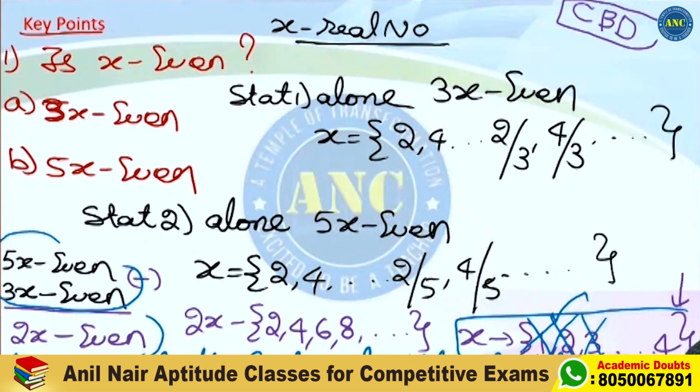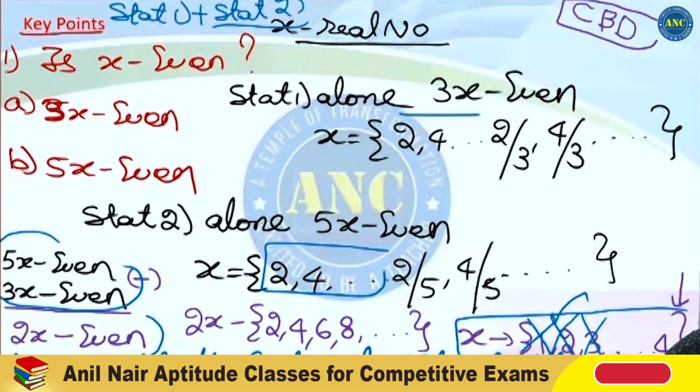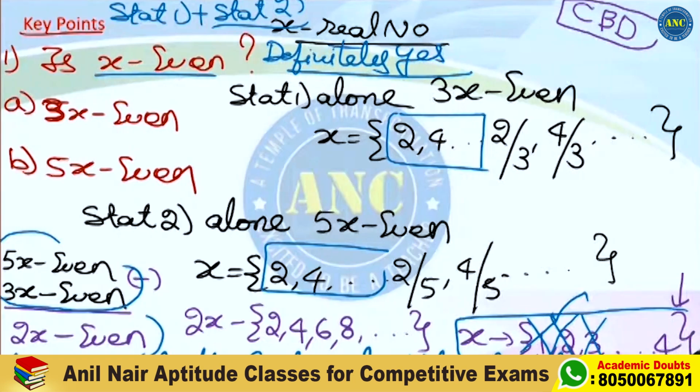So therefore, the answer for this question is statement 1 plus 2, or you can take the intersection of these two and conclude that this is matching with this. So the answer is all are even numbers. We are not finding the value of x. We are telling whether x is even or not. All are even. Definitely yes, it is the answer.